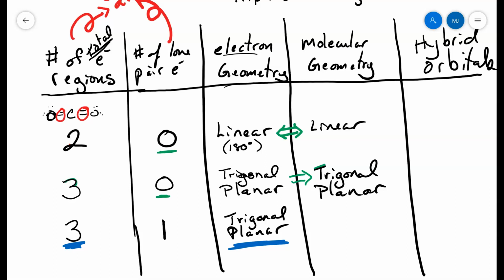Anything with 3 regions is trigonal planar, automatic. But now I've changed it. I've got 1 lone pair. All right, so let's jump over to our molecular model and build it. Let's see what it looks like.